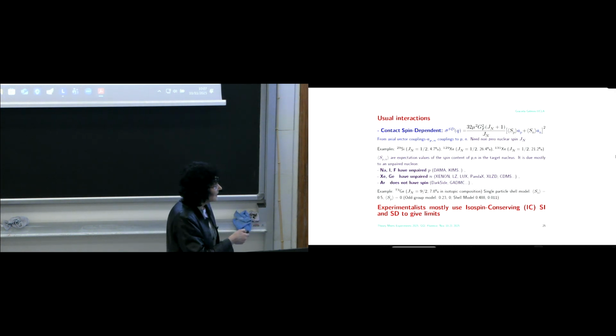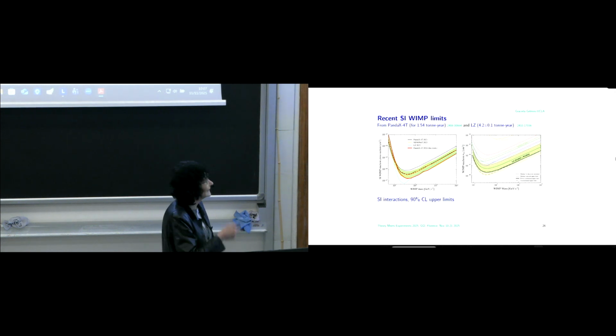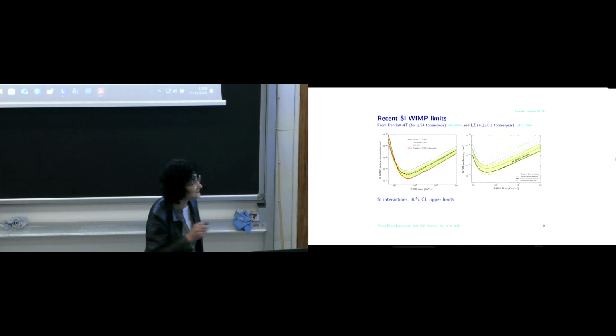Now, experimentalists mostly use isospin conserving spin-independent and spin-dependent interactions to give limits. This is some example. Maybe it's not the latest, because I didn't look for the newer ones, but these are from the end of last year. I don't want to offend any of the experimentalists here who may have produced a much nicer plot in the last few months, right? But in any case, here you have this. This comes from PandaX and from LZ, and here of course there are different uncertainties in different ways.